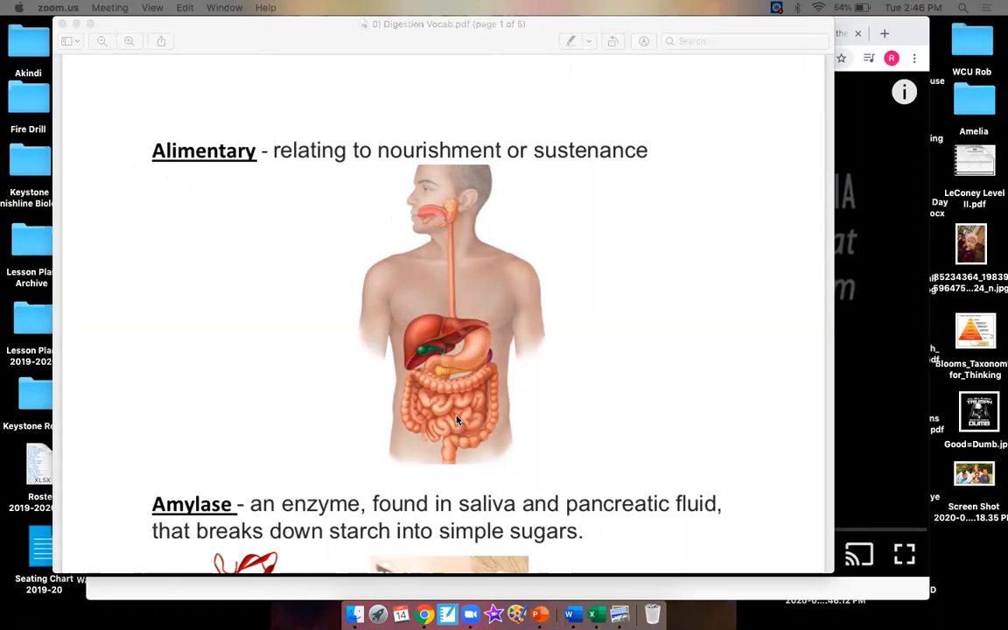What your alimentary canal is, is this series of organs that food touches, all right? From your mouth down your esophagus, to your stomach, to your small intestine, to your large intestine, and out your anus. That is your alimentary canal. It's all one long tube, right?